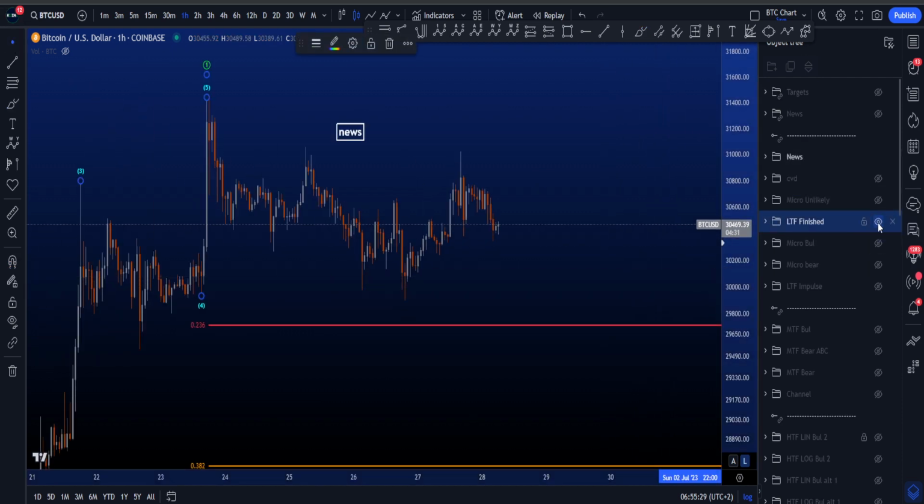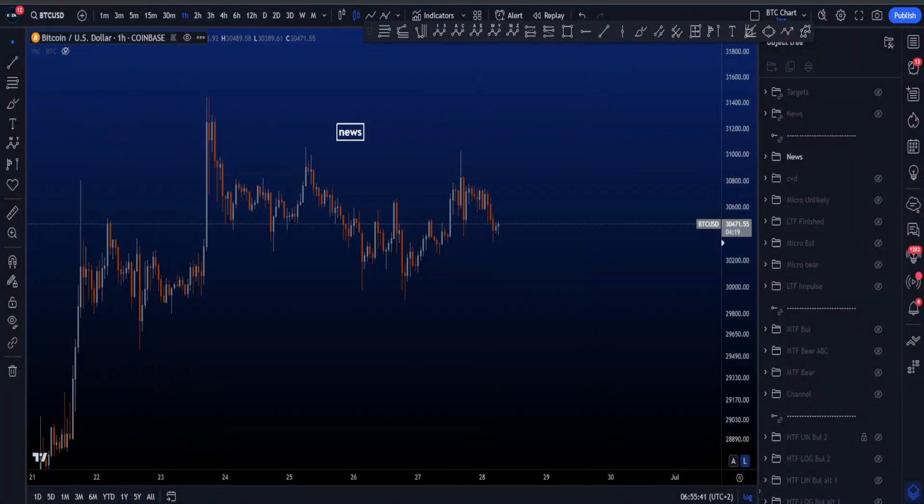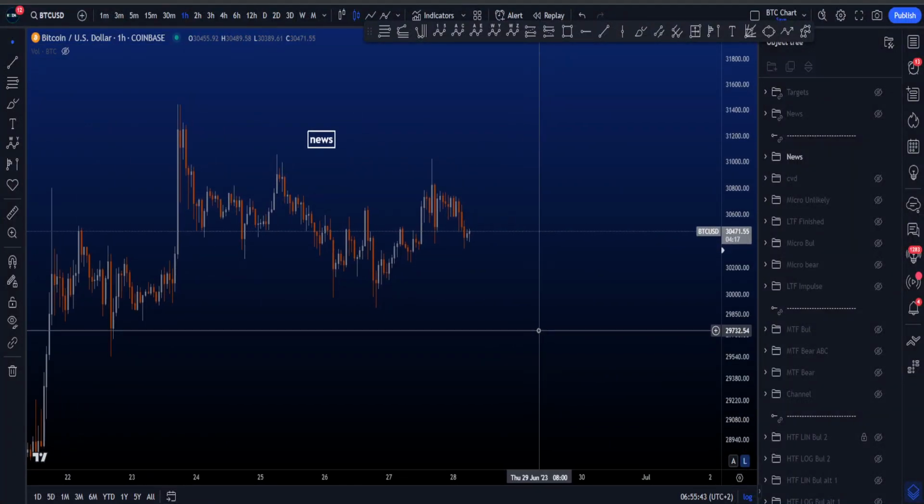And finally, we do have some news today. Yes, finally, might be some volatility kicking in at 3:30 p.m. Central European time. We have a Mr. speaking over here, so there might be some high volatility coming. Make sure you trade safe around these times.